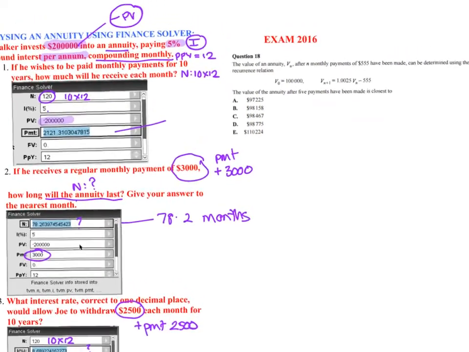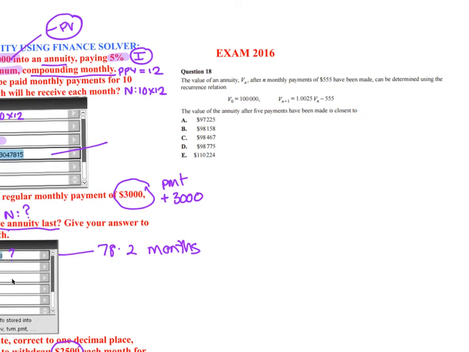Let's do this exam question here. The value of the annuity after n monthly payments of 55 can be determined using this recurrence relation. The value of the annuity after 5 payments made is closest to. So you could do it recursively on your calculator, or you could do it in Finance Solver, whichever one you want to do. This is question 18. It's not a very hard one. So let's go do it and see. You tell me which one the answer is. I'll check it for you.